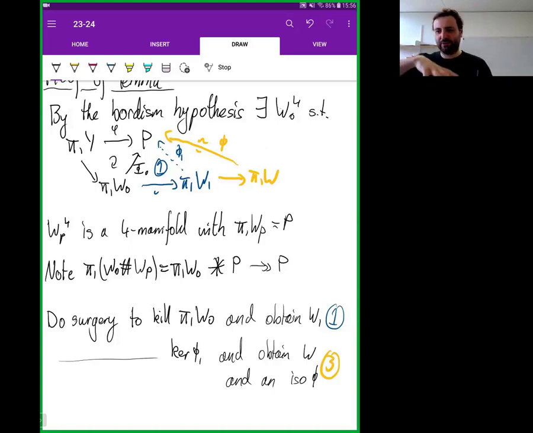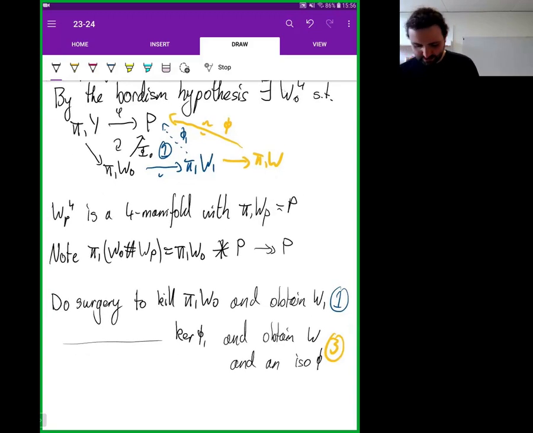So when you do surgery, you attach handles, which in my brain is just like attaching disks. And when you kill a loop, you actually kill the entire conjugacy class. So if you're finitely normally generated, that's kind of the same as attaching finitely many disks because you've killed all of the conjugacy class. So there's nothing too much to worry about there.